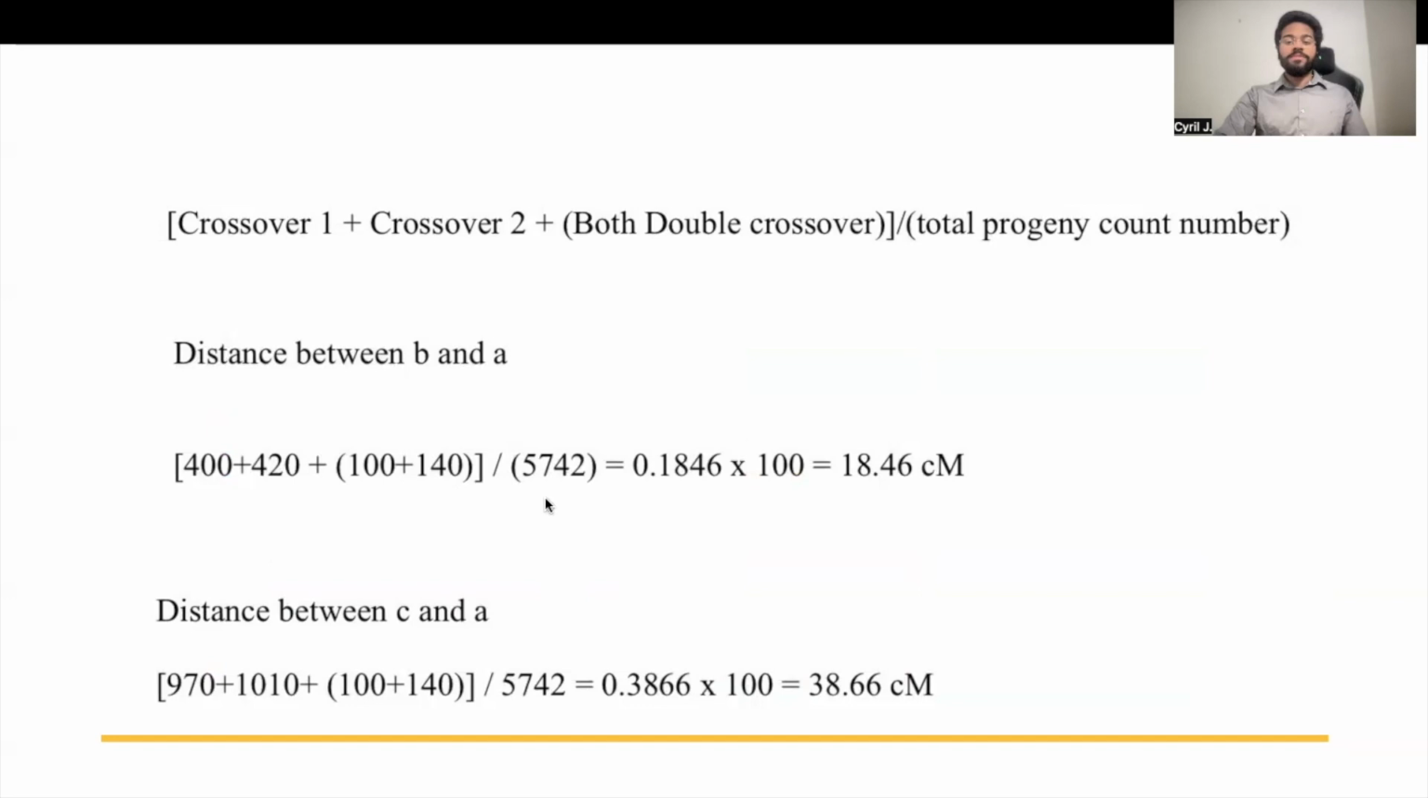And then I take that sum divided by the total progeny count, which was 5,742, and we get this decimal number. We then have to convert this number into centimorgans from Morgans, and we can do that by multiplying this number by 100. And there we get 18.46 centimorgans for the distance between B and A. And we can do that same line of calculation between C and A, and we get 38.66 centimorgans as the distance between C and A.